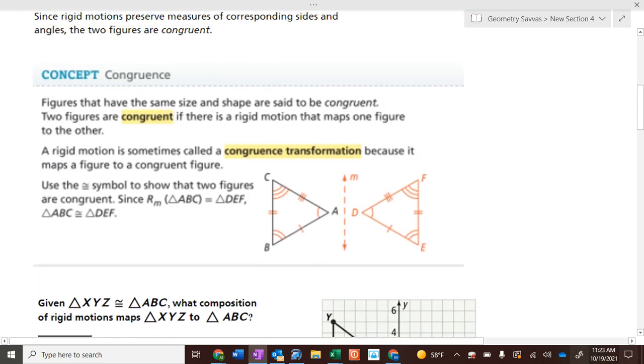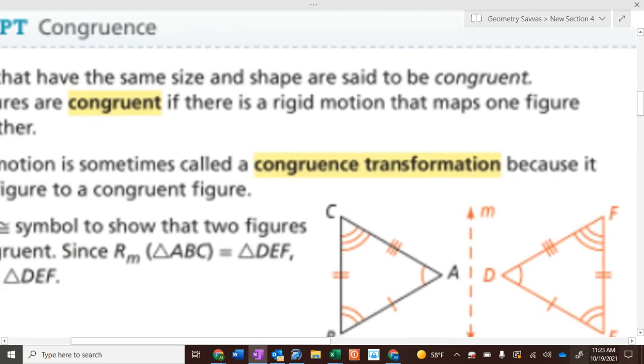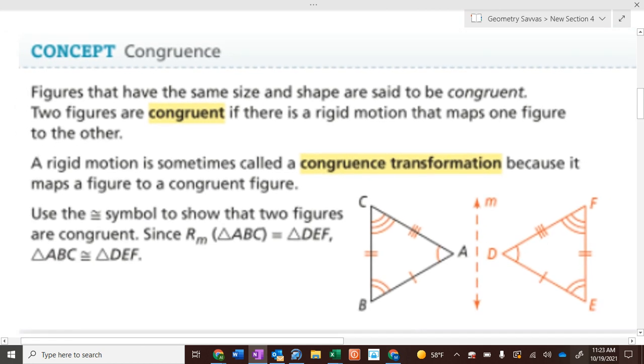So, we have 2 vocab words this chapter, so you're not getting a vocab sheet. You'll not get a vocab quiz because there's only 2 vocab words. 2 figures are congruent if the rigid motion maps one figure to the other, which means if every side and every angle are the same, then it makes congruent figures. A rigid motion is sometimes called a congruence transformation because it flips one figure to another.